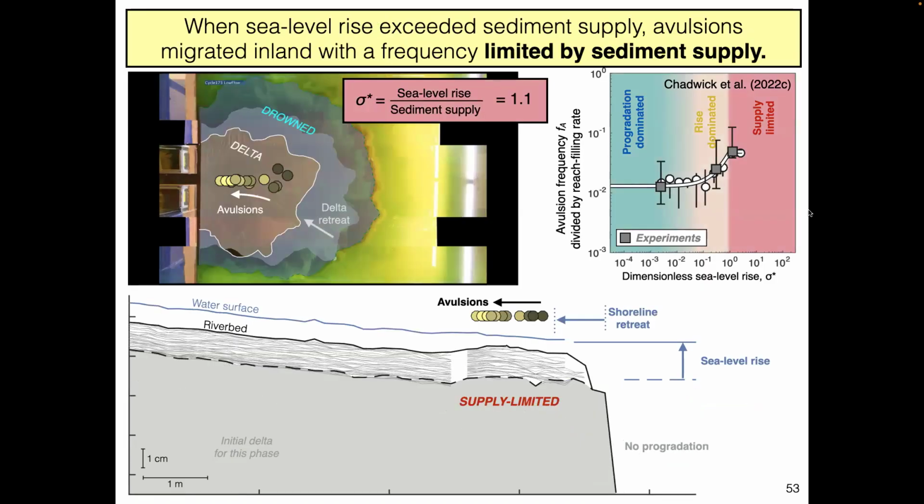We also saw that if we increase sea level rise further to exceed the sediment supply, we shifted into this sediment supply limited regime. And in this case, the avulsion frequency maxed out. So here's our avulsion frequency from that regime in gray. And we got to this point where basically sea level rises so fast that all the sediment gets allocated into the channel, and so it builds up as fast as it can. And the avulsions actually shift upstream as the shoreline retreats. So you can see that here.